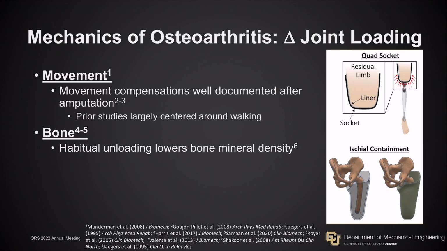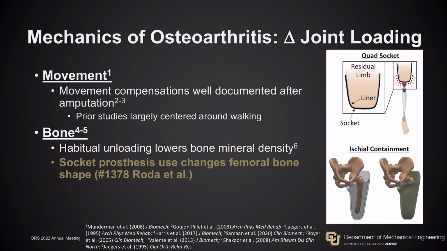The second factor that's affected is the bone, specifically bony morphology. It is known that the habitual unloading of the amputated limb lowers the density of the residual limb, which leads to an increased risk of osteoporosis or osteopenia. Recent work out of my group has demonstrated that this change in loading also changes bony morphology in a manner that's indicative of the pre-arthritic hip, and I encourage you to visit poster 1378 to find out more.